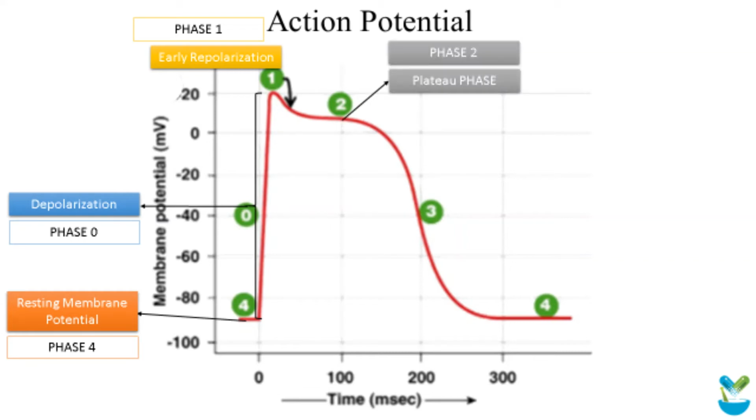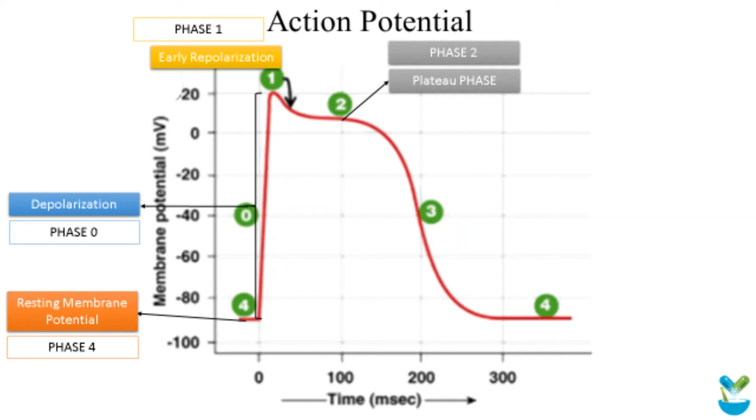Just after a while, calcium channels also open and calcium ions start moving inside the cardiac cells. So potassium ions are moving outside the cell, which is potassium efflux, and calcium ions are moving inside the cell, which is calcium influx. This gives the plateau phase or phase 2 in the graph. That means the membrane potential is constant. There is no change in the membrane potential.